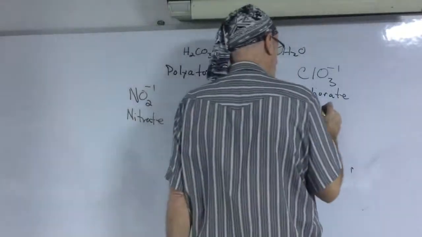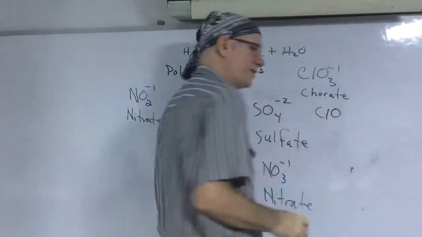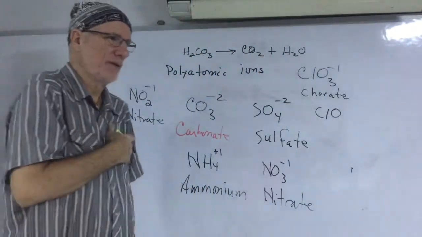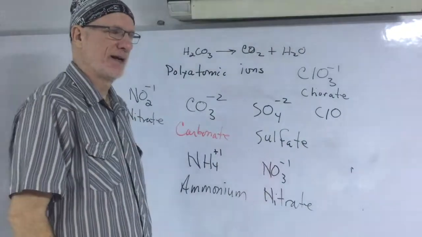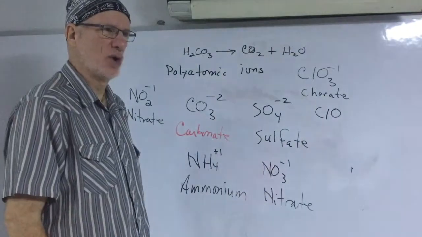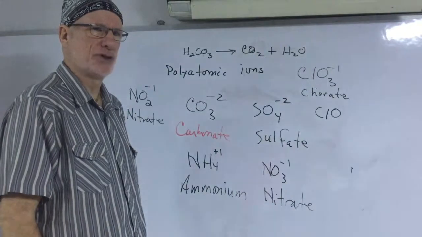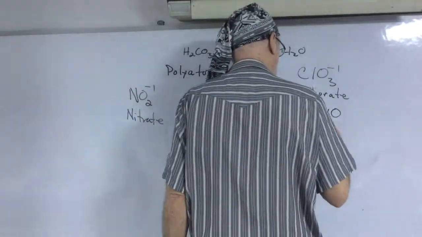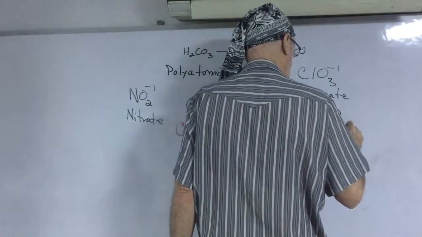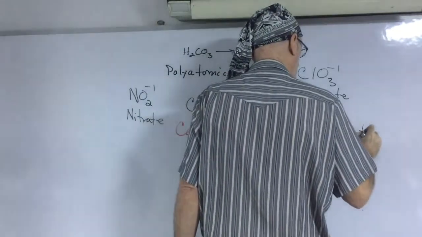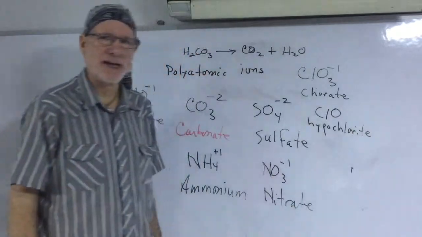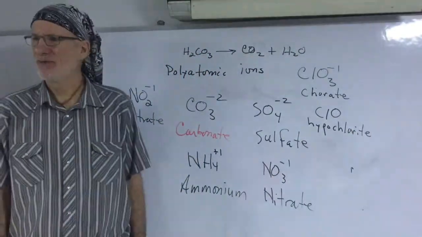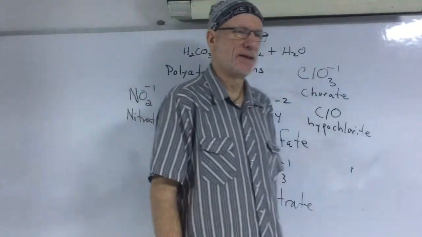Okay, it's called this, ClO. Anybody know what that is called? It's kind of a funny word. Yeah, it's a weird kind of word. It's called hypochlorite. If you look on the back of a bleach bottle, it'll say active ingredient sodium hypochlorite.